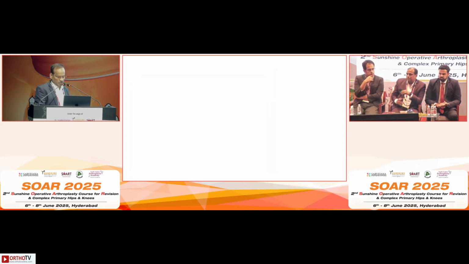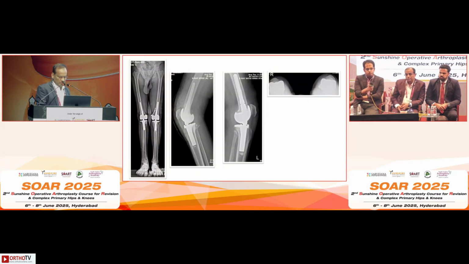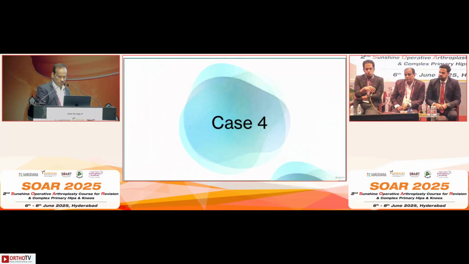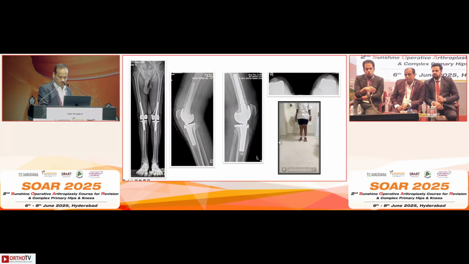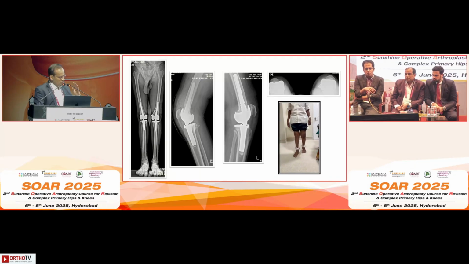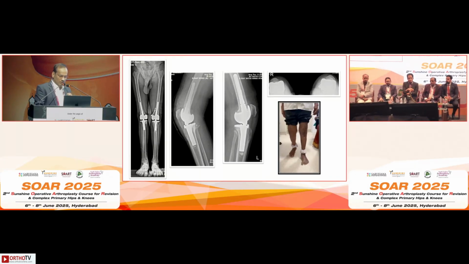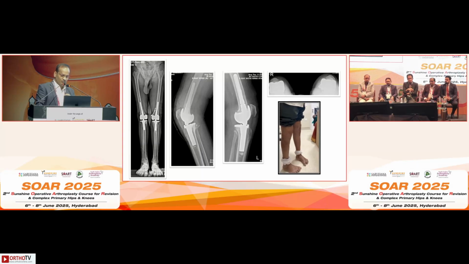No compromise in that. So this is the post-operative X-rays, and this is how the patient is walking at 2.5 months. Actually, the patient came to me and told me that if I could have stood up, I would have committed suicide, that I was so bedridden at that time. So counseling the patient, as Guruvar Reddy sir told, is something very important. You understand what is the demand from the patients.